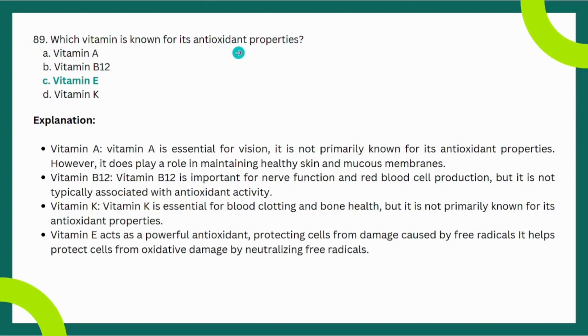Which vitamin is known for its antioxidant properties? The answer given is vitamin E. Here is the explanation. Vitamin A is essential for vision. Vitamin B12 is important and essential for nerve function and red blood cell production. Vitamin K is essential for blood clotting and bone health. Vitamin E acts as a powerful antioxidant, protecting cells from damage caused by free radicals. It helps protect cells from oxidative damage by neutralizing these free radicals. So the answer is vitamin E.